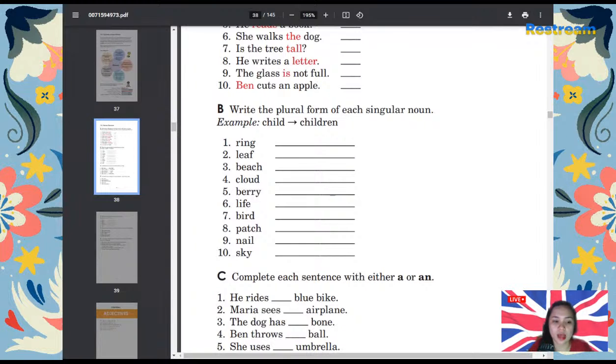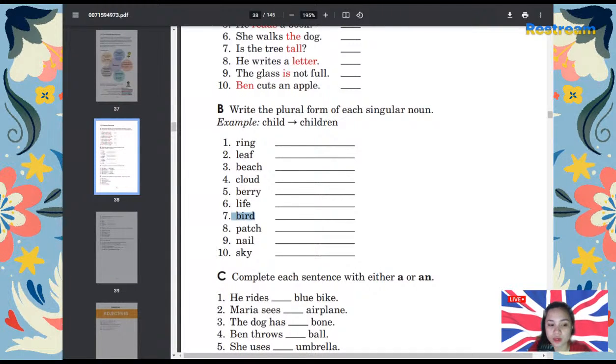Next one, we have number six, life. So what is the plural form of life? As you can see, it ends with F and E. Remember that we're going to remove the F and E and replace it with the letter V, and we will add E and S. So it becomes lives. Just check it on the chat box or comment section.